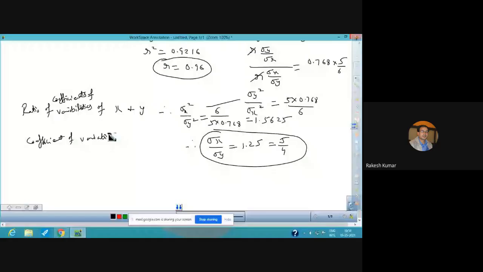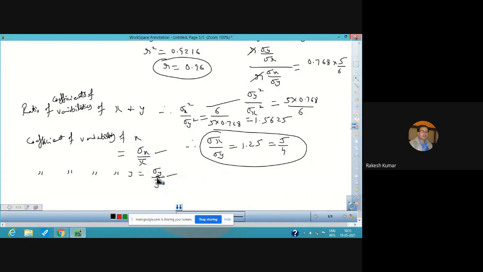Now, what does it mean? We require the coefficient of variability of x, which is equal to sigma x over x bar. Similarly, coefficient of variability of y is sigma y over y bar. Now we require the ratio of these two values. But for this, we should have sigma x, sigma y, x bar, y bar.